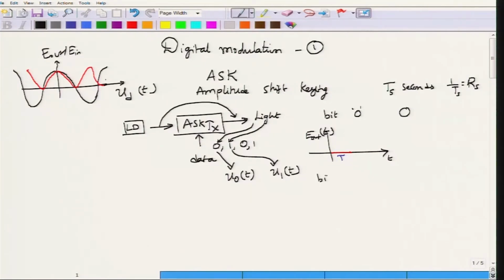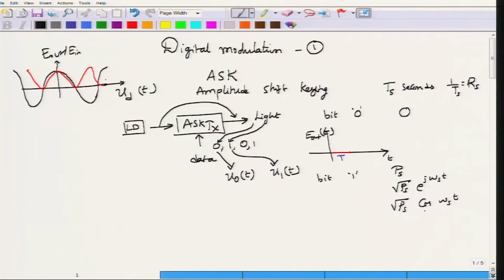When I get a bit 1, this bit 1 is characterized by sending an average optical power of Ps. An average power of Ps is what we want to send, and this is equivalent to having an electric field of duration T, but with an amplitude of square root Ps. Remember that E in is actually given by square root of Ps times e to the power j omega s t, or equivalently in terms of its real value, square root of Ps cos omega s t, correct.